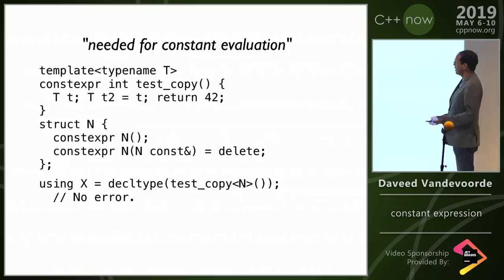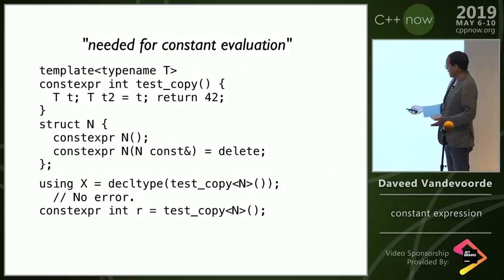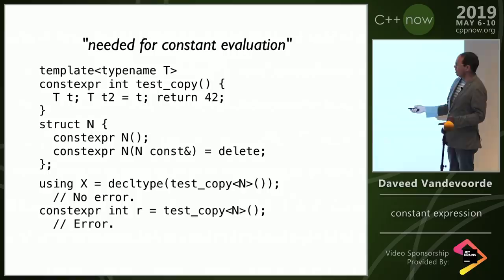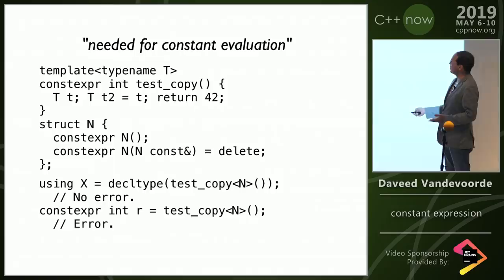Next, I have a variable that I initialize with a value of test copy of n. Really, I would like that variable to be initialized with the right answer, which is 42. But we do need the value now. We can't get to that return until we get through this code. So this is obviously an error. You're with me? At this point, test copy of n is needed for constant evaluation.